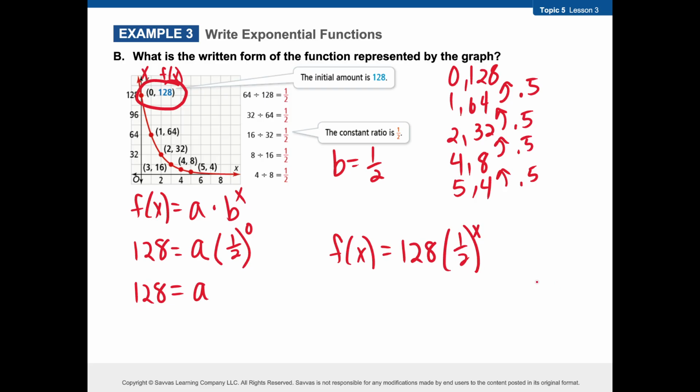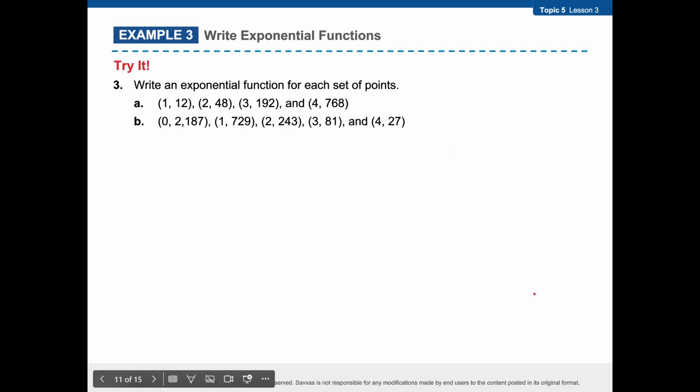If you do have a fraction, do put it in parentheses, because otherwise it just looks like the 1 has that power of x. So it's better to put parentheses when you have a fraction as your b.